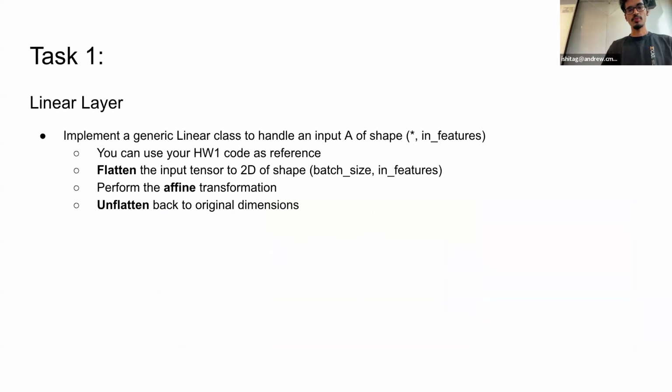All right, so let's talk a little bit more about the implementation. As you saw, it's rather straightforward in the sense that we're just taking linear layers, doing various operations with them, actually taking multiple linear layers and combining them in specific ways. To get started, we will be implementing a very generic linear class to handle an input of shape anything, comma, in features. We'll quickly take a look at this in code. As you can see, it's very similar to what you've done in homework 1. And all we're going to be doing now is extending it.